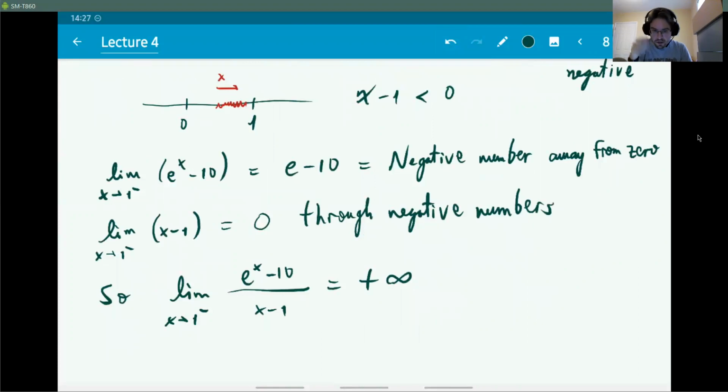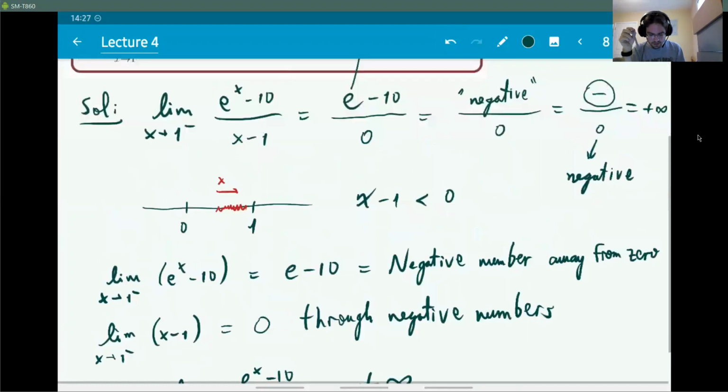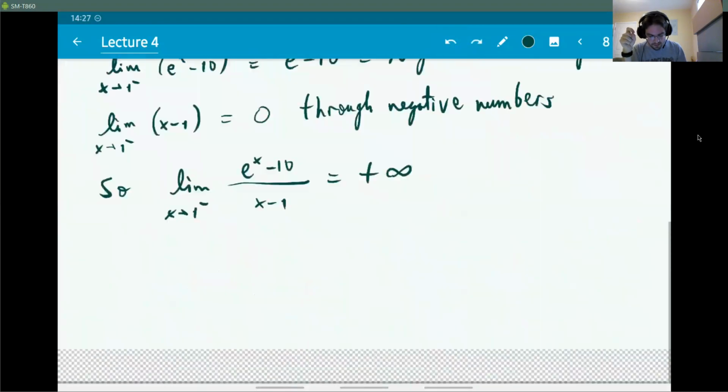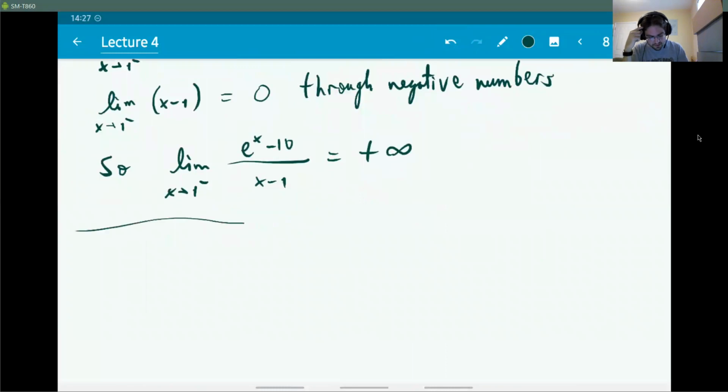So this example has many of the ideas that we need. I'm going to be going faster through the other ones. The same example was asking now for a limit from the right. What's going to happen? Something changes now. e^x minus 10 over x minus 1. Here's how you can write this informally. Again, the numerator is exactly the same analysis. Doesn't matter if you're coming from the right or from the left.